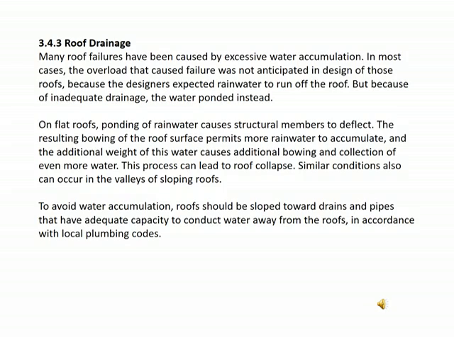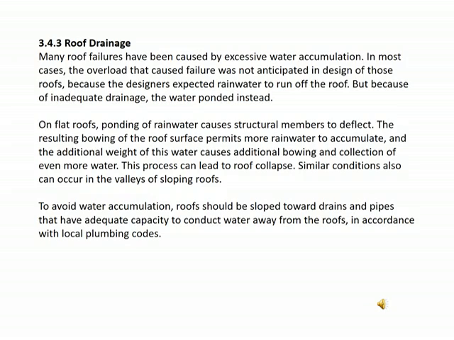The resulting bowing of the roof surface permits more rainwater to accumulate, and the additional weight of the water causes additional bowing and the collection of even more water. Firstly the roof is horizontal, but when the rainwater falls, the roof will bend, and after this accumulation of rainwater it will bend further and finally it can break. This process can cause roof collapse, and similar conditions can also occur in failure of sloping roofs.